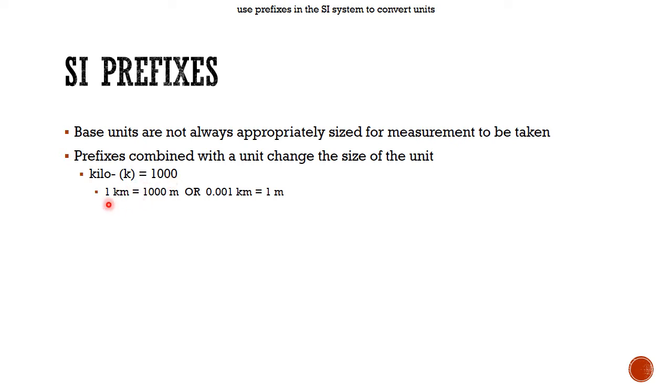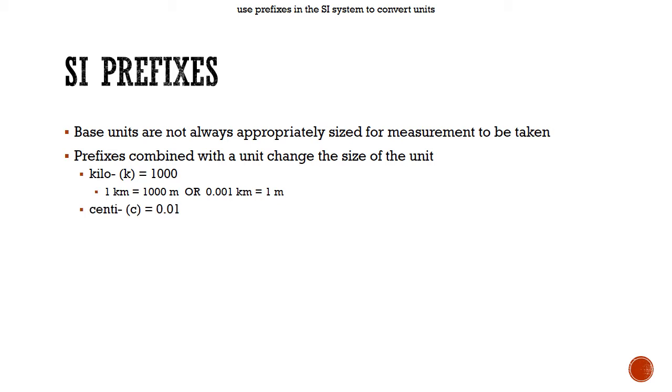So 1 kilometer would be 1,000 meters. Or if you want to write it differently, you can say 1 meter is 1,000th of a kilometer because there are 1,000 of these in 1 kilometer. So take 1,000th of a kilometer to be 1 meter.